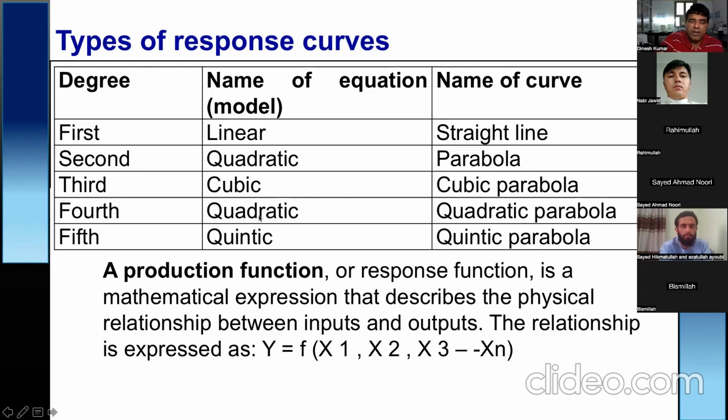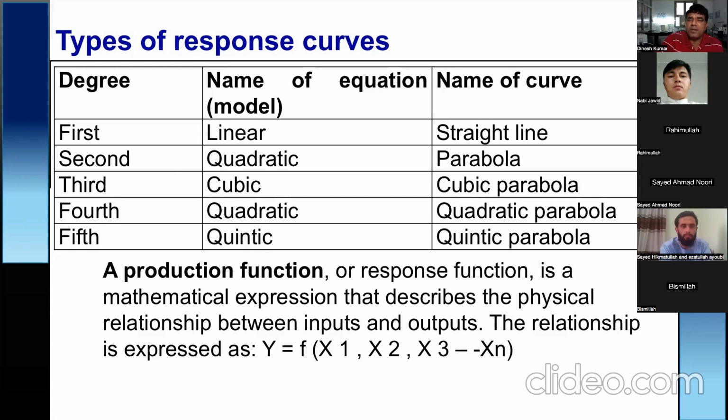It is quartic, friend. Make it quartic. It is not quadratic. Q-U-A-R-T-I-C, quartic. And the name of the curve is also quartic parabola. It is wrongly written as quadratic; you make it quartic. Then fifth degree is quintic, X power 5, and it gives us a quintic parabola.